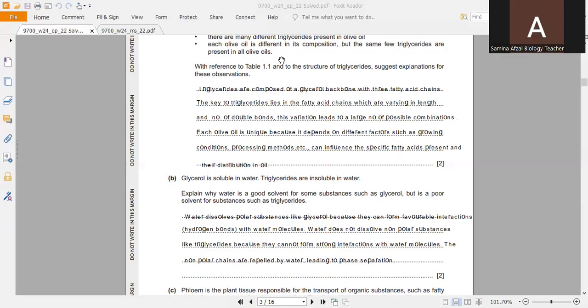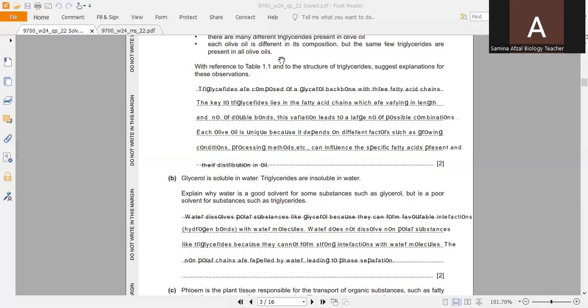So there are many different types of fatty acids, varying in length and number of double bonds as well. As I already told you, there are many possible fatty acids. Certain ones are more common in different types of products. The variety of fatty acids leads to a large number of possible triglyceride combinations. Each olive oil sample will have a complex mix of these combinations, explaining why there are many different triglycerides present.